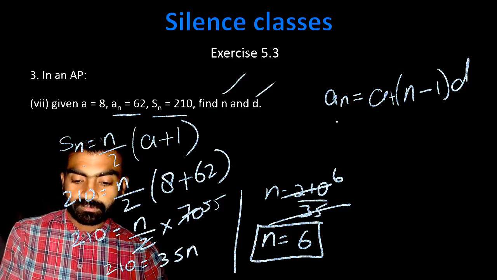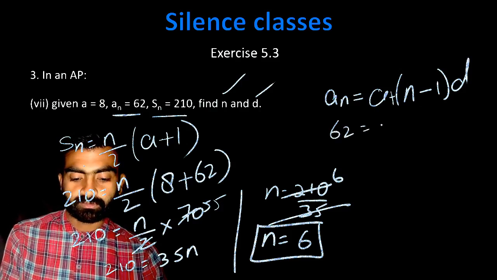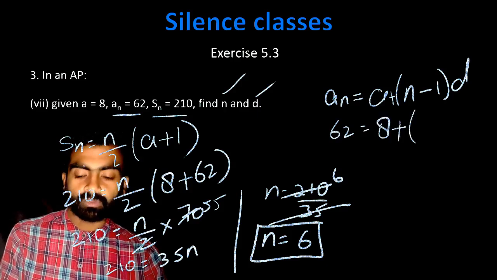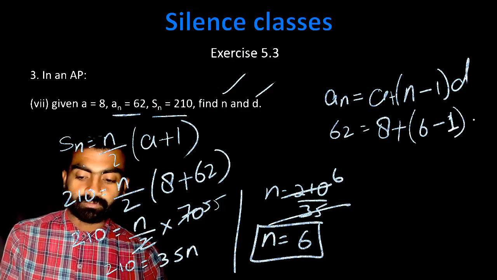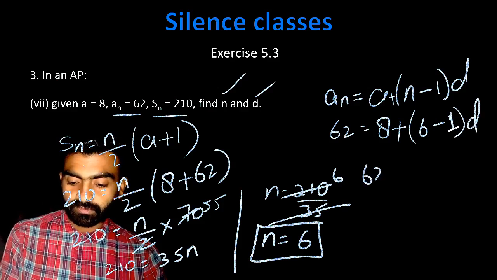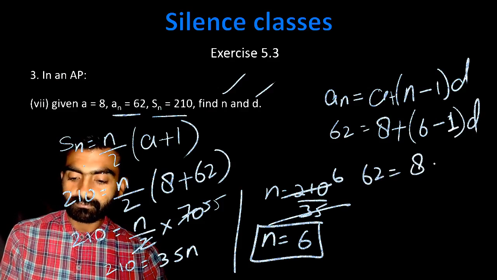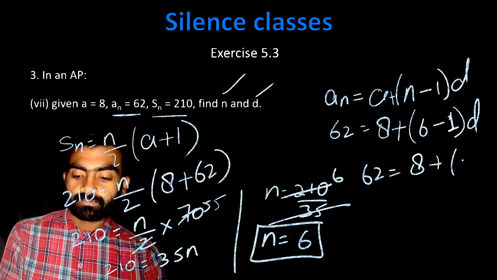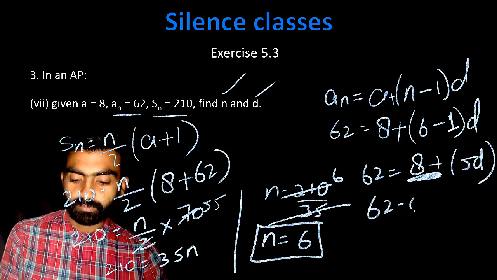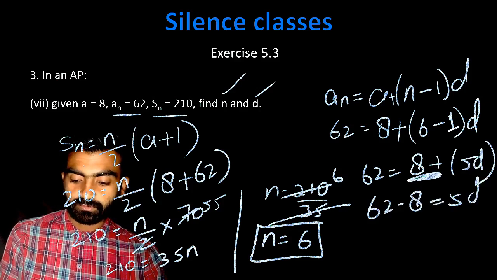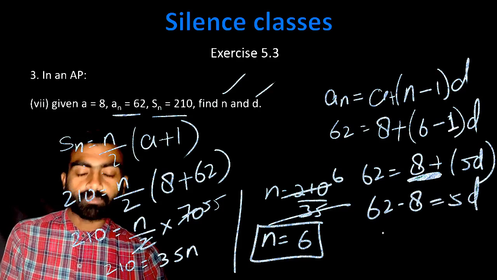So a_n we have, that is 62, is equal to 8 plus (6 minus 1) d, and d we have to find. So we will get 62 is equal to 8 plus 5d. Once we send it to the left hand side, it will become 62 minus 8 is equal to 5d.